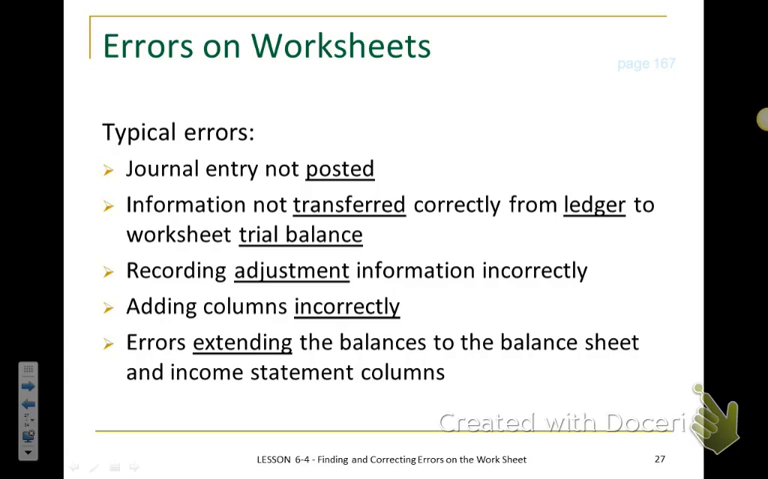Okay, so a typical type of error is that you don't post a journal entry properly. So journal entry is not properly posted. Another type of error could be that information is not transferred correctly from the ledger to the actual worksheet trial balance column. So you put a number in there wrong. Okay, you transpose some numbers, could be. You record the adjustment information incorrectly.